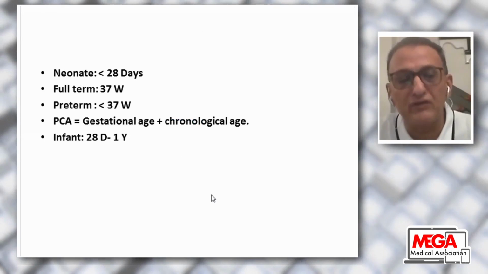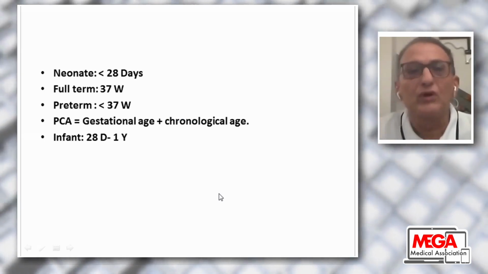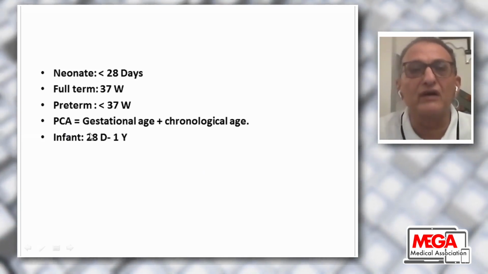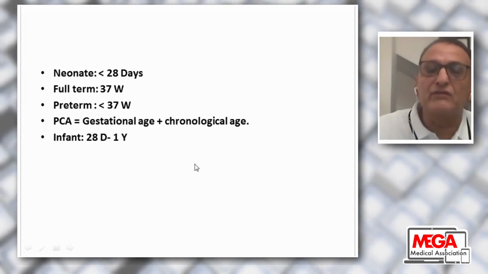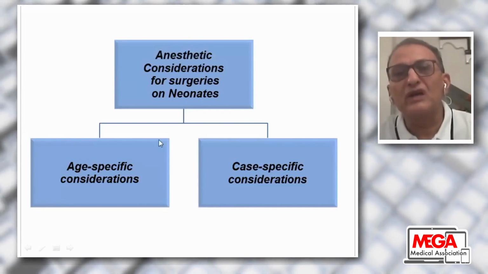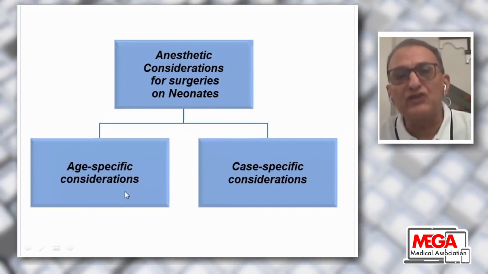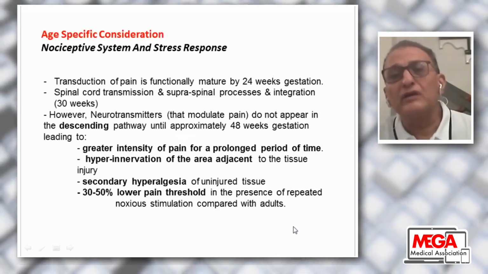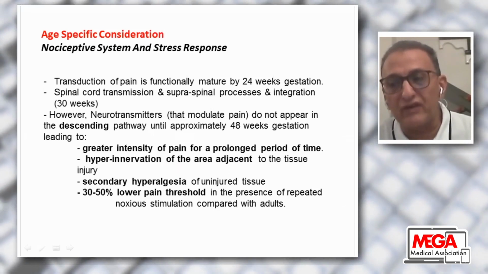We all know that neonates are those from day 0 to 29, whether full term, when they reach 37 weeks, or preterm, when they are less than that. The post-conceptual age is the gestational age added to the chronological age. Anesthetic considerations mostly come from being a neonate. We call them age-specific considerations, and of course, the type of surgery. Let's take system by system and see what happens in it and how it affects our practice.